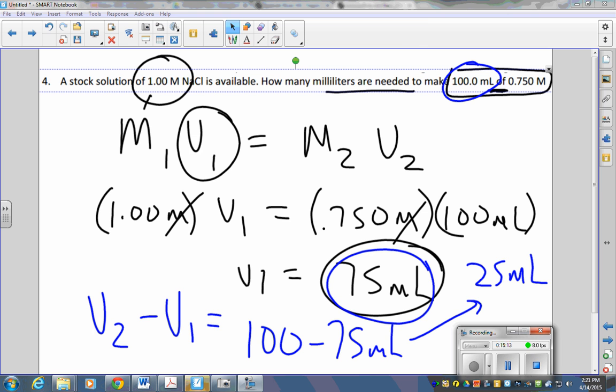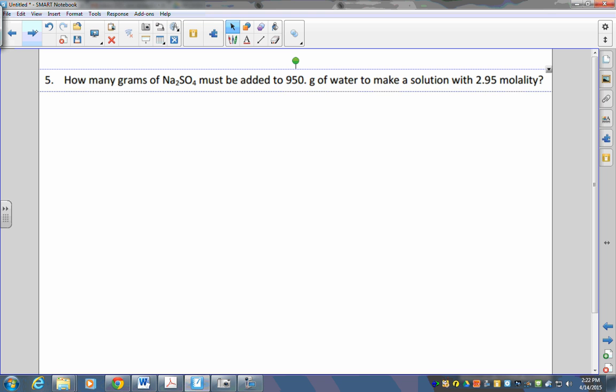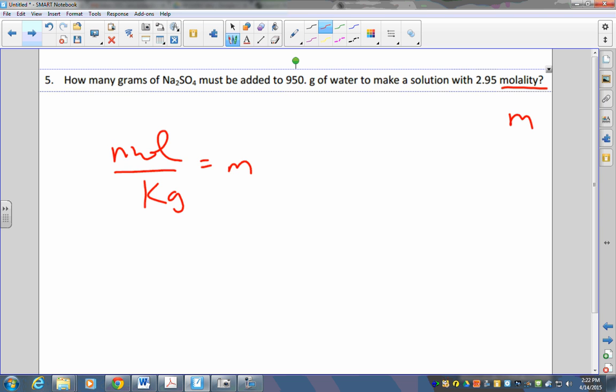5, how many grams of Na2SO4 must be added to 950 grams of water to make a solution with 2.95 molality? Well, that's a gangster little m, molality. So when I go to solve for it, molality is moles over kilograms is equal to little m. It's the same type of problem I was talking about before. The first step is you solve for x, moles here.